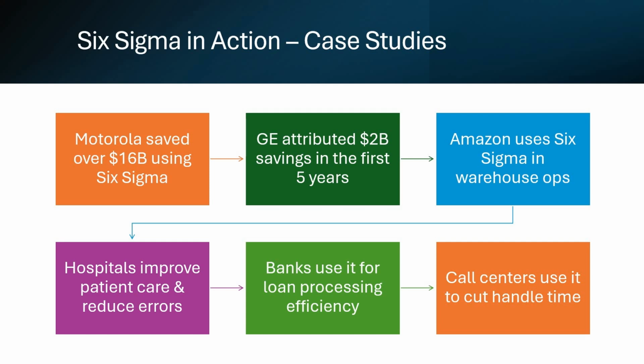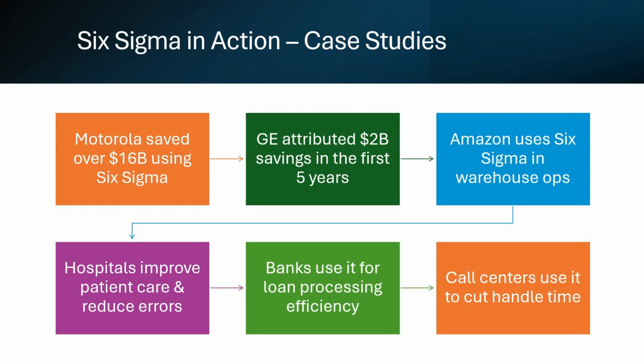And most importantly, banks. Banks use it for loan processing efficiently. In the banking sector, Six Sigma improves turnaround time for loan approvals. It reduces errors in documentation and ensures compliance. An example is very helpful here again. A bank can apply Six Sigma and they can reduce the mortgage processing time from 28 days to 14 days dramatically.